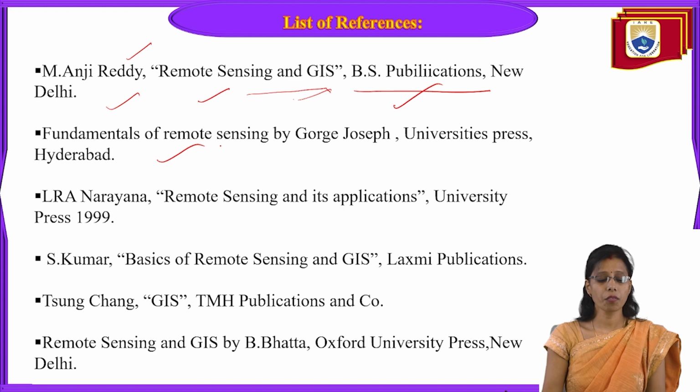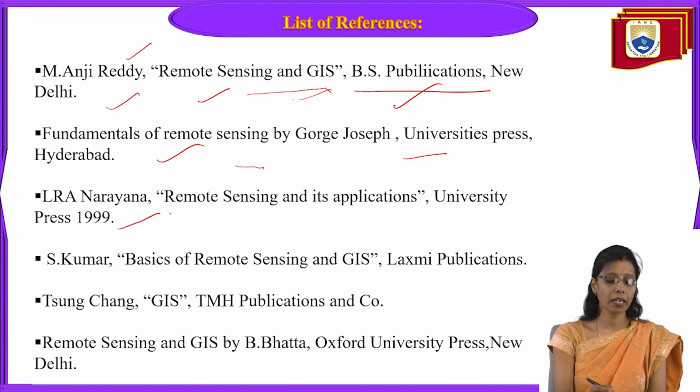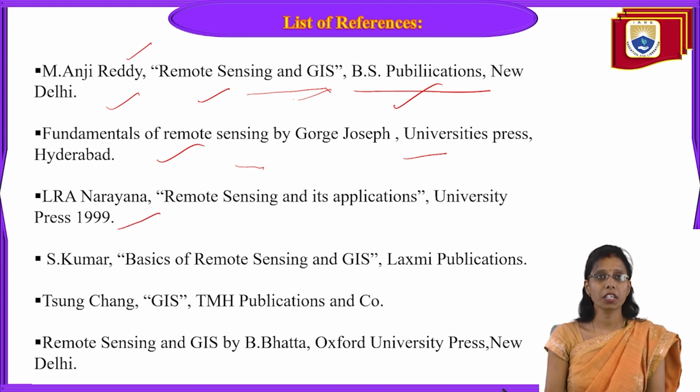Next, we have Fundamentals of Remote Sensing by George Joseph, University Press, Hyderabad. If you want to refer to another book about remote sensing fundamentals, right from the basics it will tell you all the contents covered. You can go through this book for remote sensing fundamentals. Now, if you want to know more about the application part of remote sensing, you can refer to Narayana, Remote Sensing and Its Applications, from University Press, which will give you more and more information about the application part.